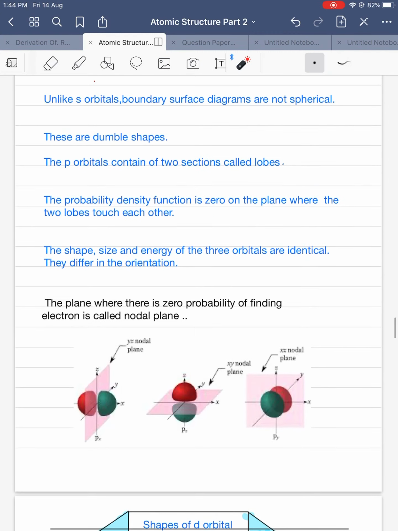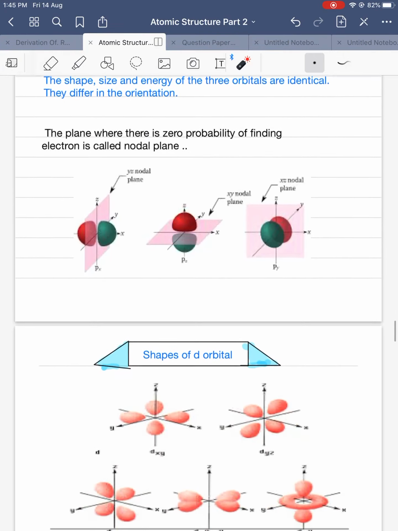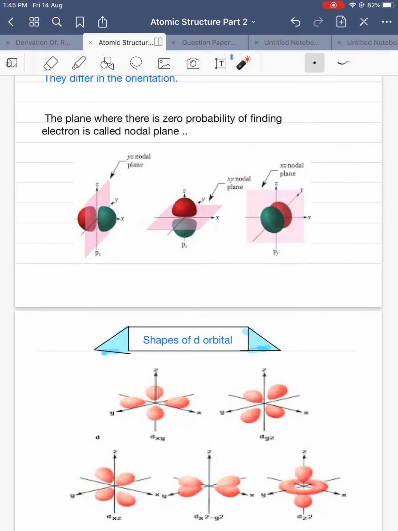The shape, size, and energy of the 3 orbitals are identical, but they differ in the orientation. And these are dumbbell shapes. That means the p orbitals are dumbbell shapes. And the probability density function is 0 on the plane where the 2 lobes touch each other. The plane where there is 0 probability of finding electron is called nodal plane.